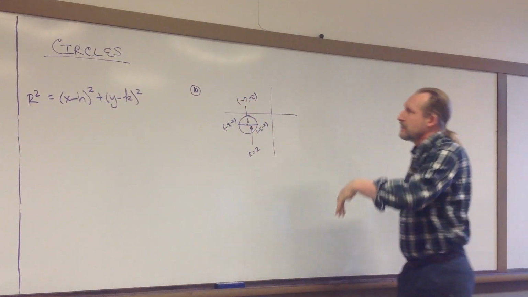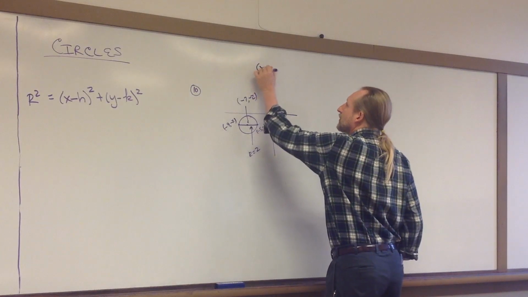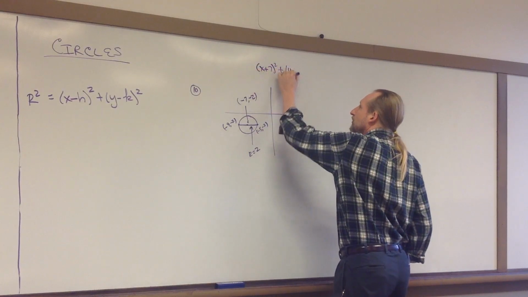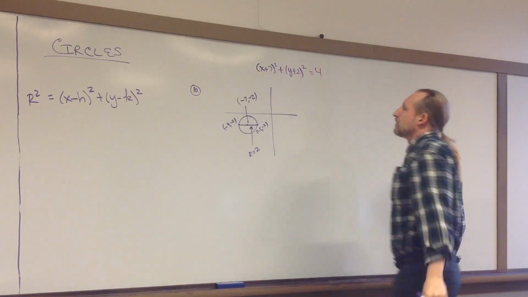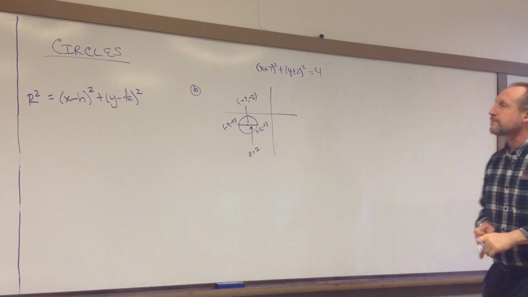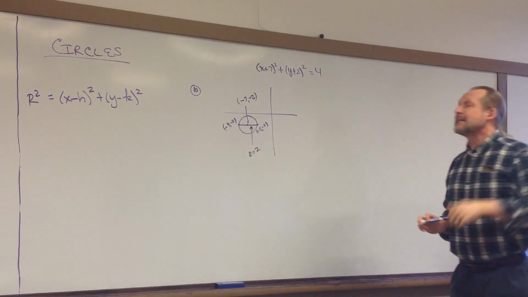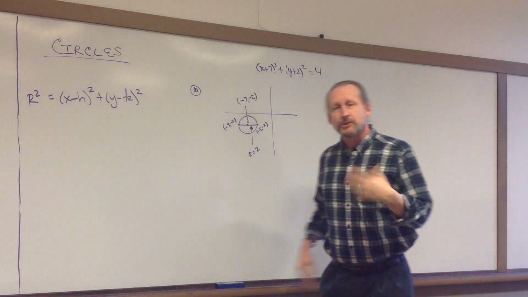So now we've got the center and the radius, so we could call this (x + 7) all squared plus (y + 2) all squared equals 4, right? The radius squared. Okay, those are the basic ideas for the equation of a circle.